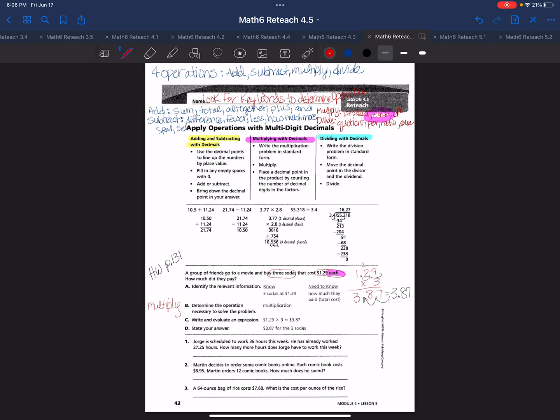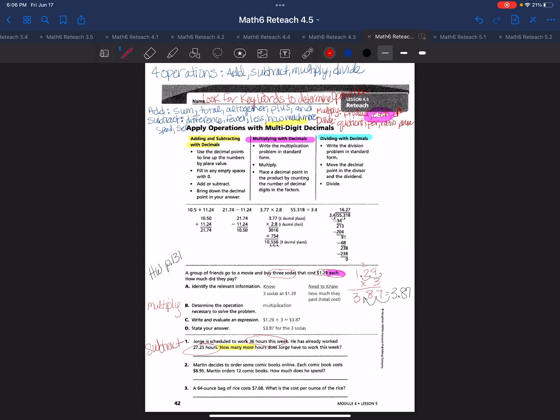Let's look at the next problem. Jorge is scheduled to work 36 hours this week. He has already worked 27 and 25/100ths of an hour. How many more hours does Jorge have to work this week? So we know we have this number and this number, but when I'm looking at it, I know this is going to be subtract because it says how many more. How many more, how much more here was in our word bank.